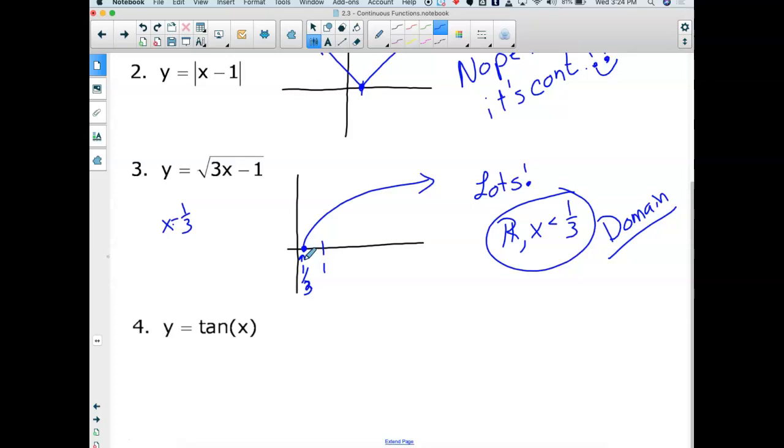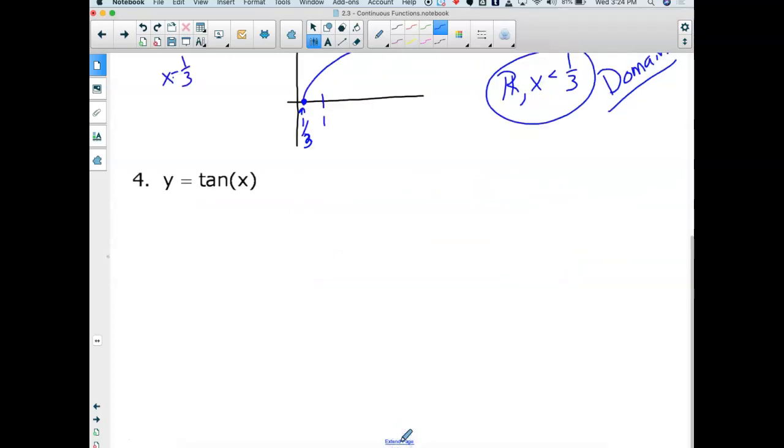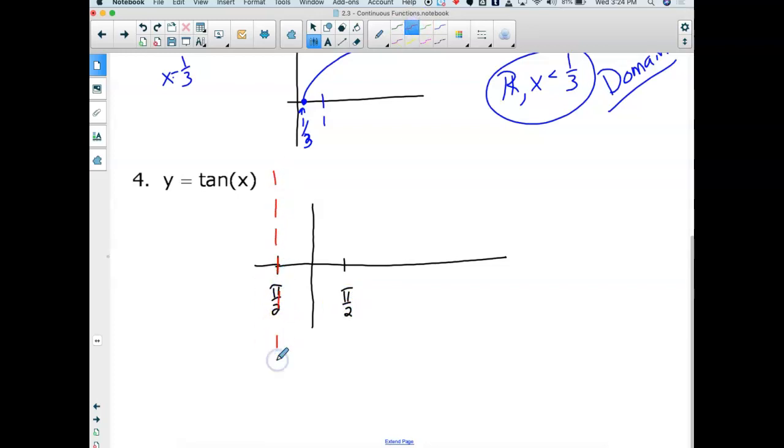And the very last one, tangent x. Well, this has all kinds of infinite discontinuities. How do you know that, Mr. Kruger? Mr. Kruger knows that because he knows his parent graphs. I remember when I went forward with a tangent, or back with a tangent, I know this point right here is pi over 2. I just know what my parent graphs look like.